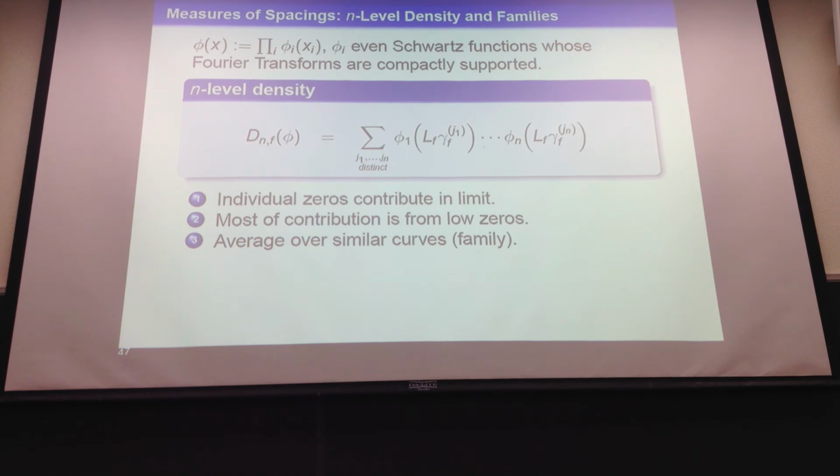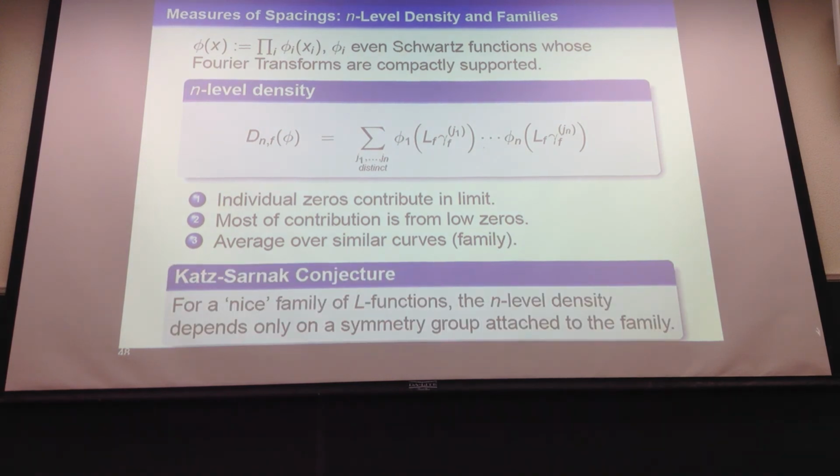So what you often want to do is take the object you care about and situate it in something larger. Why do we want to do this? Because we can then use averaging techniques. To try to understand what's going on for one particular thing is damn hard. But if we have a lot of things at the same time that are similarly behaved, there's a hope of some kind of averaging formula kicking in. And that's what is going on over here. And so the Katz-Sarnak conjecture is that for a nice family of L functions, the n-level density depends only on the symmetry group attached to the family.